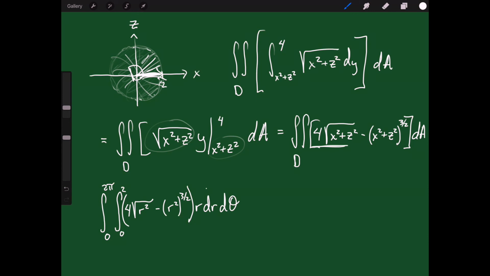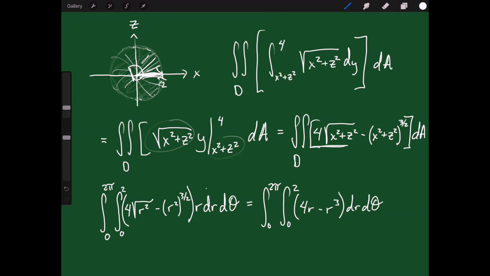Okay, so now let's multiply this out and get this into a little bit better form. We've got 0 to 2 pi. We've got integral from 0 to 2. And then what do we have here? This is 4r minus, this is r squared to the 3/2, which is the same as r cubed, dr d theta.